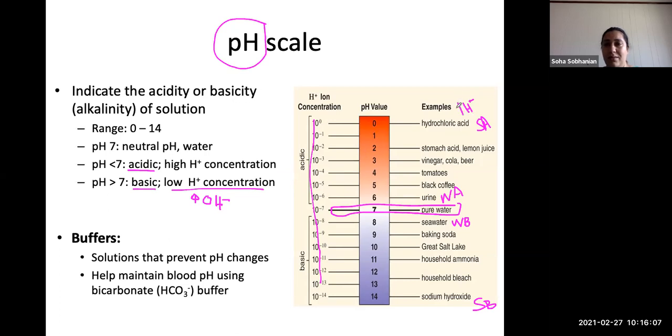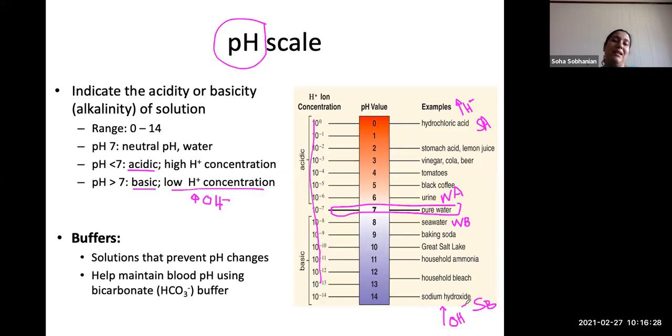And then again, in terms of numbers, this is going to be the highest in terms of what? Hydrogen, right? Highest in hydrogen. And then this one, your strongest base, is going to have the highest concentration of what? OH, right? Or hydroxyl ion.